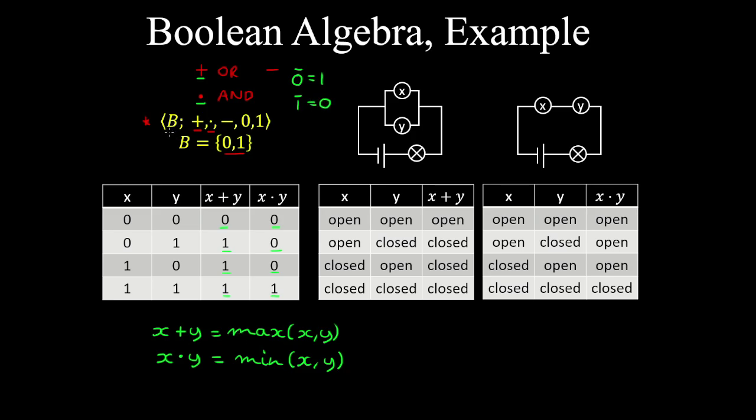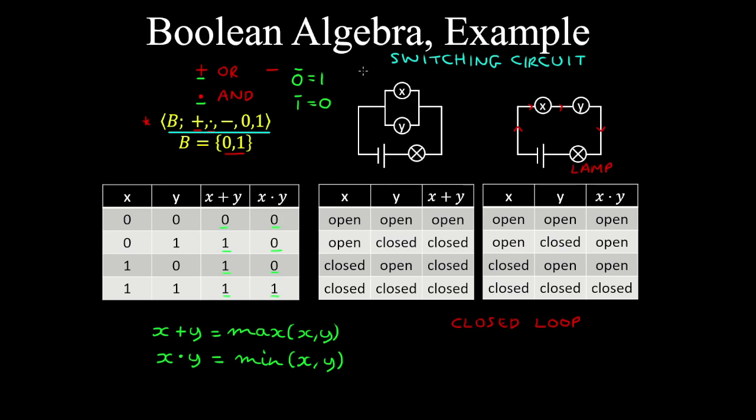Now another interpretation of our Boolean algebra is a switching circuit. The basic idea is if our circuit is a closed loop, then current would flow through this circuit, and therefore this lamp would light up.